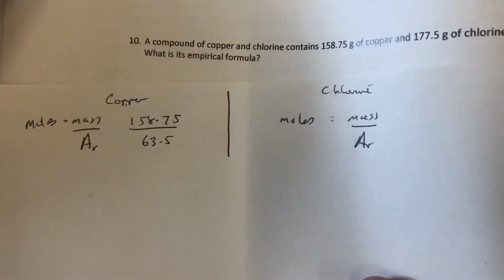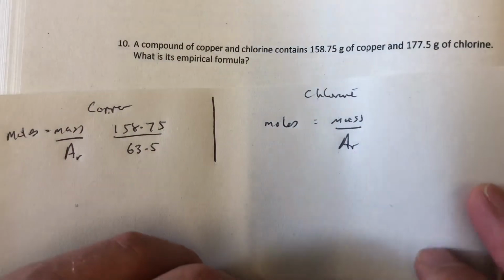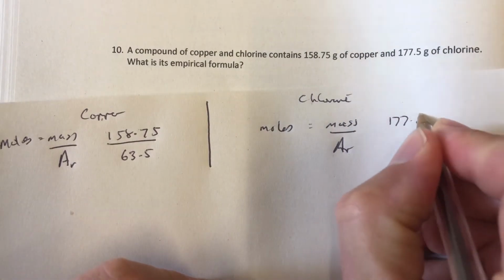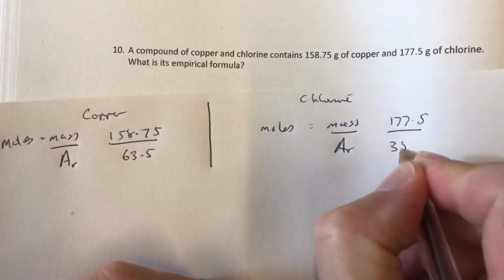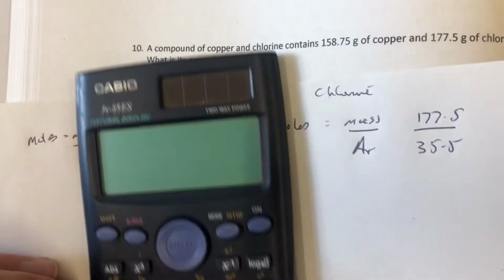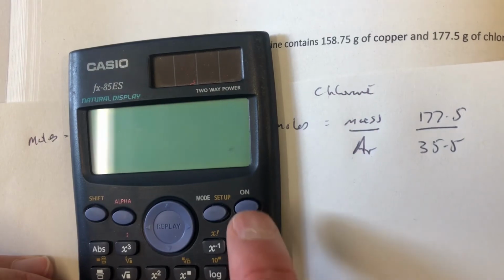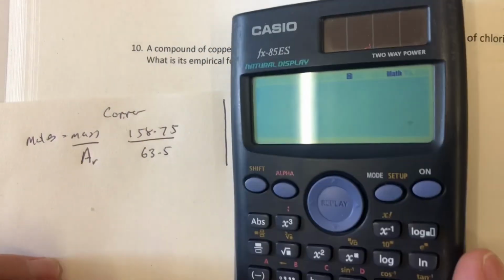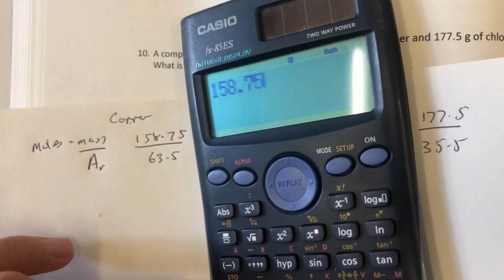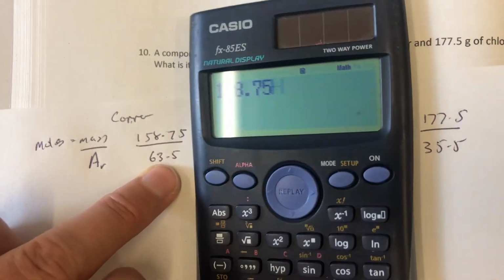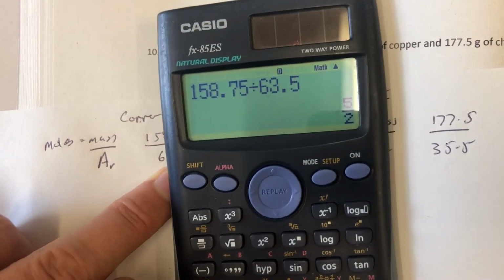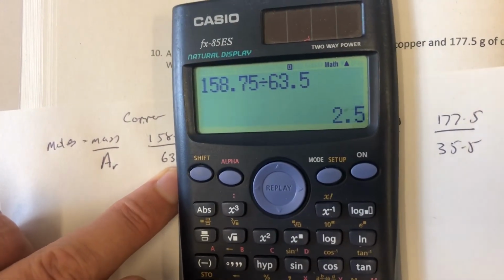Okay, so now we've got chlorine to do. So we've got 177.5 of chlorine, and the relative atomic mass of chlorine is 35.5. And then you just need to work those out. Okay, get your calculator. Let's work those out. So we've got 158.75 divided by 63.5 equals, and that equals 2.5.